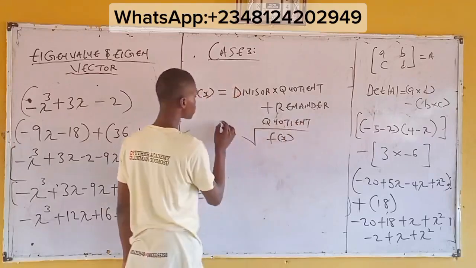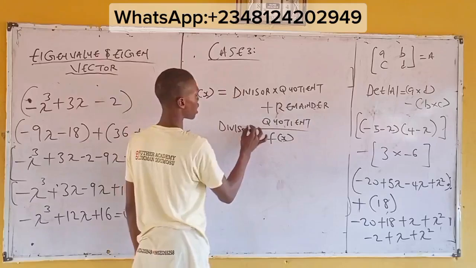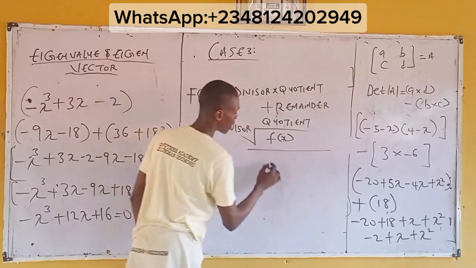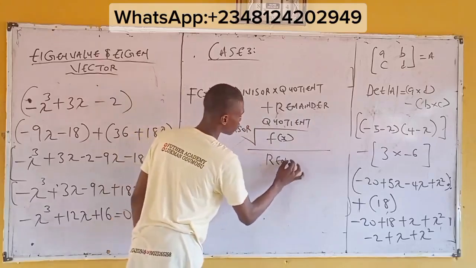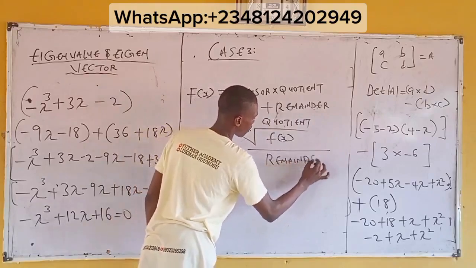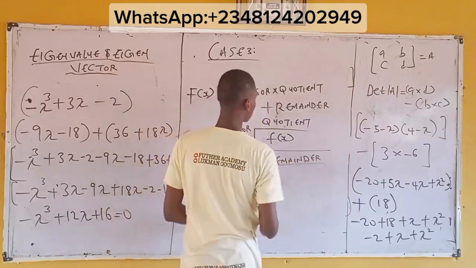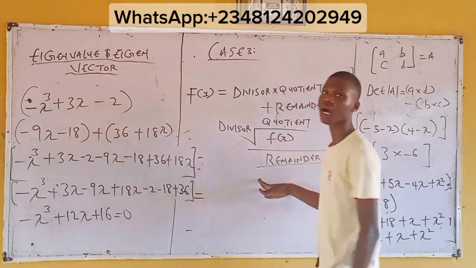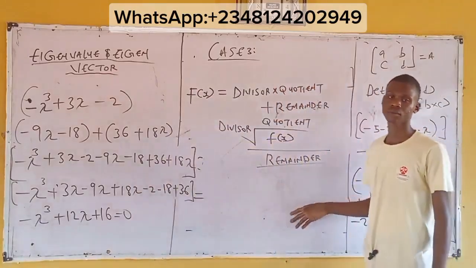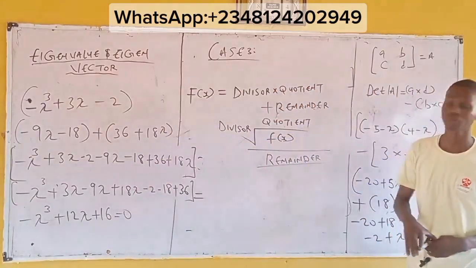This is your divisor. And your answer is your remainder. Your answer is your what? Remainder, right? Your answer is your remainder.